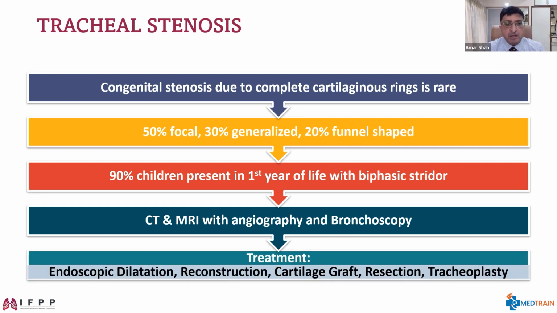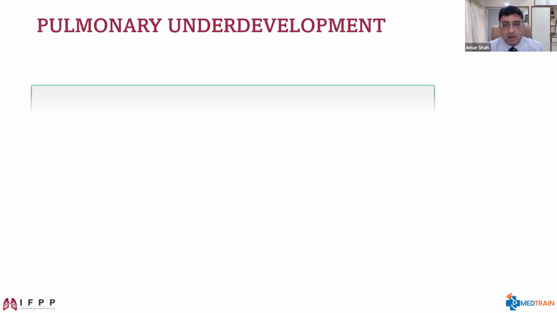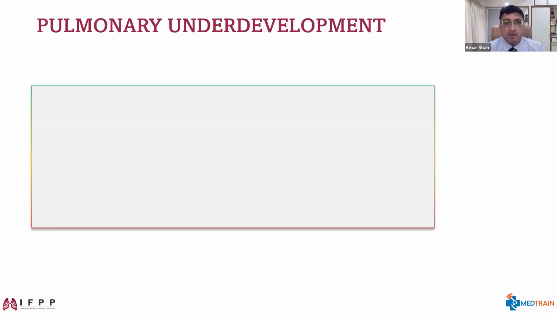Treatment may include endoscopic dilatation. However, repeated dilatations may be required in children who become resymptomatic. Reconstruction of the tracheal stenosis with or without a cartilage graft, resection of the isolated segment and end-to-end anastomosis, or a tracheoplasty can be offered for children who are symptomatic. So now we come to the last of the bronchopulmonary anomalies, which is pulmonary underdevelopment.